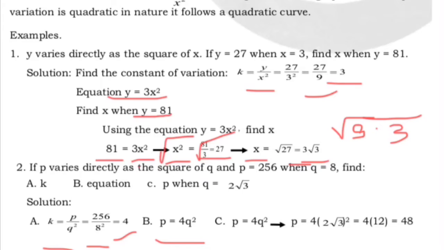Then letter C, find p when q is equal to 2 times square root of 3. Using the equation p equals 4q squared, we're going to have p equals 4, then substitute 2 times square root of 3 for q. So 2 times square root of 3 squared. We're going to square first 2 times square root of 3. So 2 times square root of 3 times 2 times square root of 3, that will be 2 times 2, 4. Then square root of 3 times square root of 3 is 3. So 4 times 3, that will be 12.